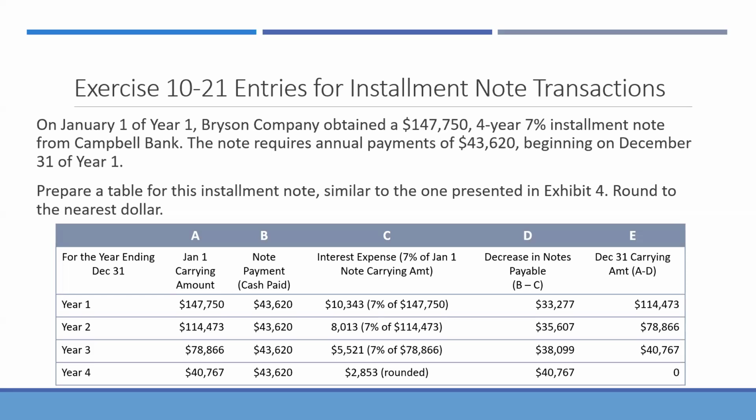And also note that at the end of the first year, the current portion would be 35,607, and the long-term portion would be 78,866, because this is the principal amount due within 1 year, and principal amount due longer than 1 year. So this would be current and long-term portion as of December 31st, year 1. As of January 1st, year 1, current portion would be 33,277, long-term portion 114,000.